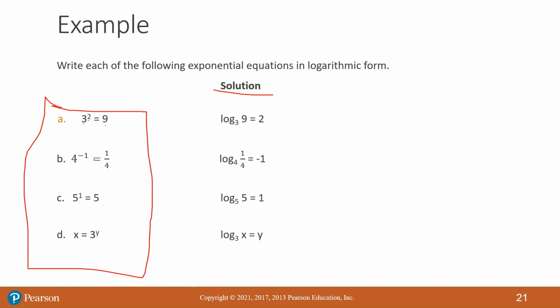4 raised to the negative 1 power equals 1/4 is converted into log base 4 of 1/4 equals negative 1. 5 raised to the first power equals 5 is converted into logarithmic form as log base 5 of 5 equals 1. x equals 3 raised to the y is converted to log base 3 of x equals y. So we have to be able to do these conversions. And if you can notice, most or all of these here are true statements. 3 squared is 9, 4 raised to the negative 1 is 1/4, and 5 raised to the first power is 5. And then converted into the logarithmic form, all those true statements hold as well.